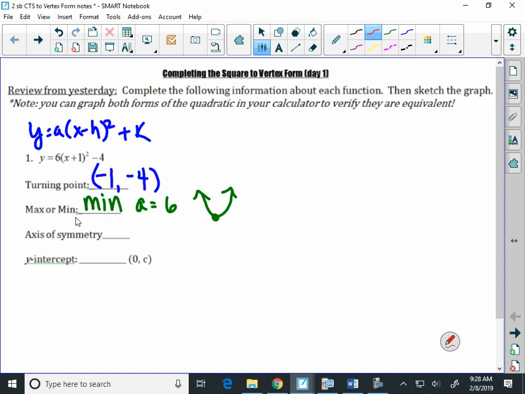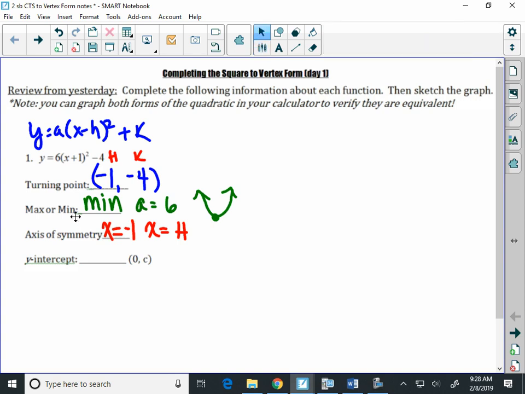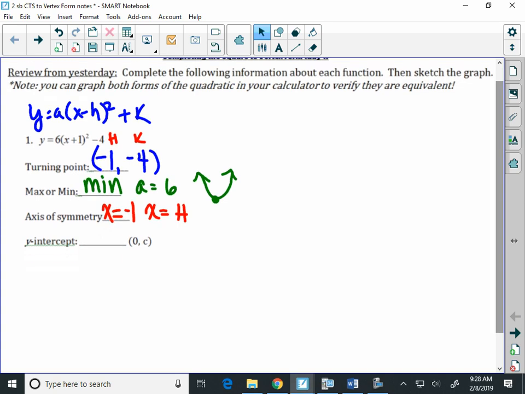I should have labeled a moment ago, but here's h and here's k. The axis of symmetry is x equals h, so x equals our h value of -1. And then our y-intercept is (0, c), except we can only use that when we have our equation in standard form, which we're going to do momentarily.